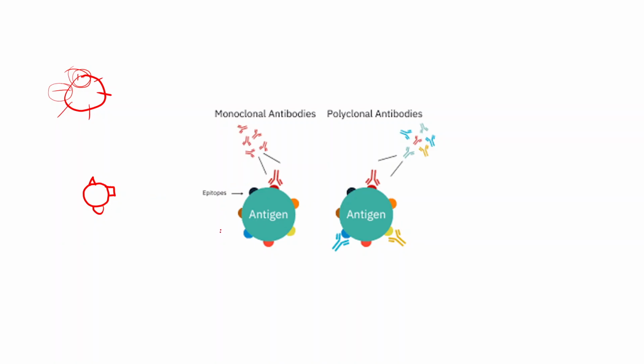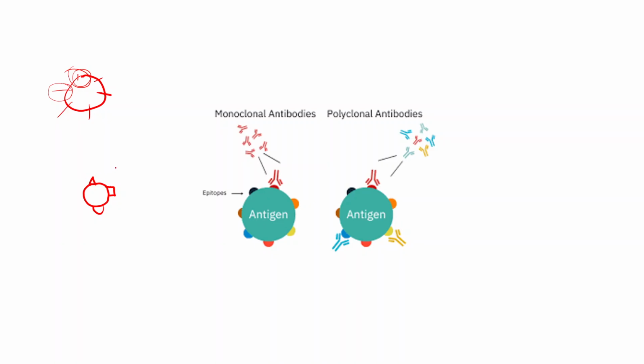Here we have represented it in different colors. I am making it in different shapes, but it's just for representation purposes. But each epitope means a part of that antigen, and each part of that antigen will have different kinds of properties.